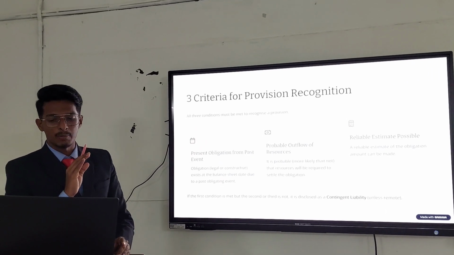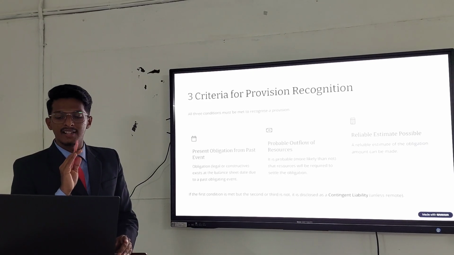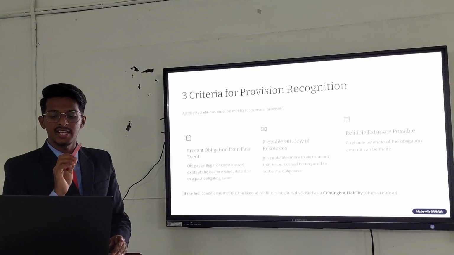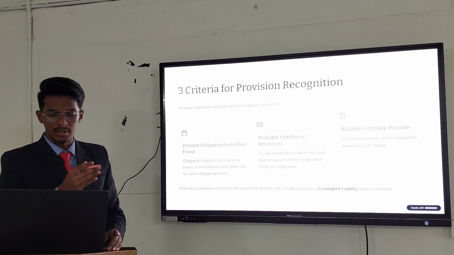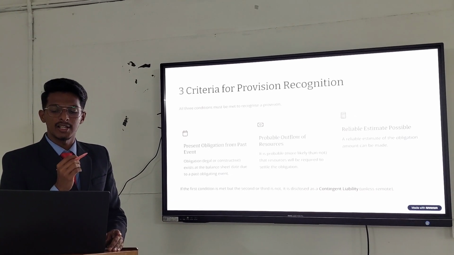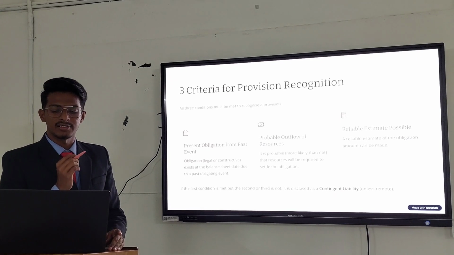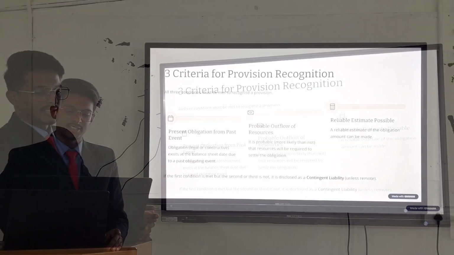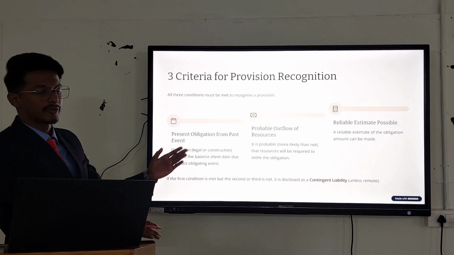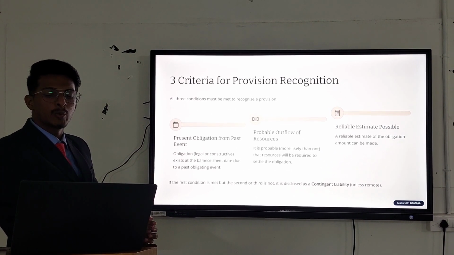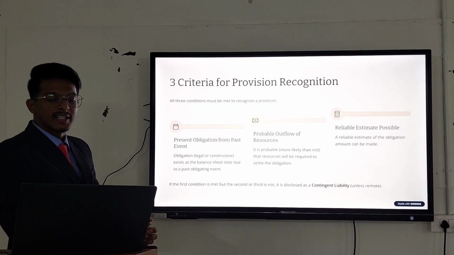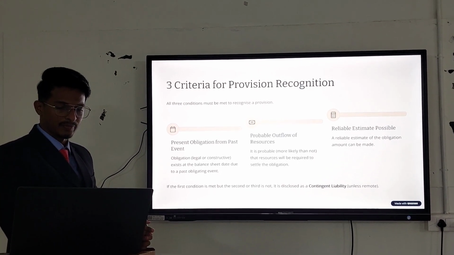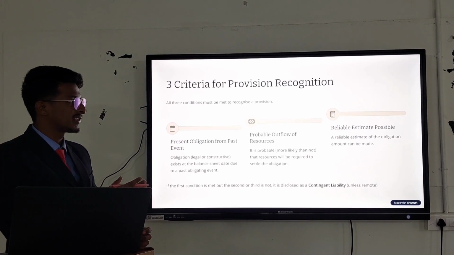What is meant by a present obligation as a result of a past event? The enterprise's obligation may be legal or constructive at the balance sheet date as a result of a past event. An obligating event is the event that creates the obligation, resulting in the enterprise having no realistic alternative but to settle the obligation. The second condition, probable outflow of resources: it is probable, meaning more likely than not, that an outflow of resources embodying economic benefits will be required to settle that obligation.